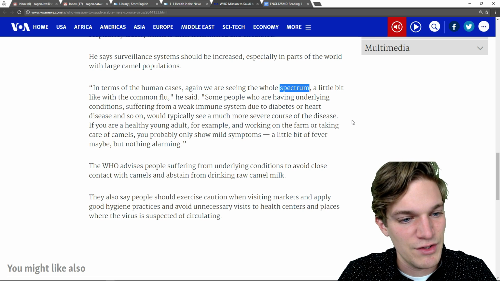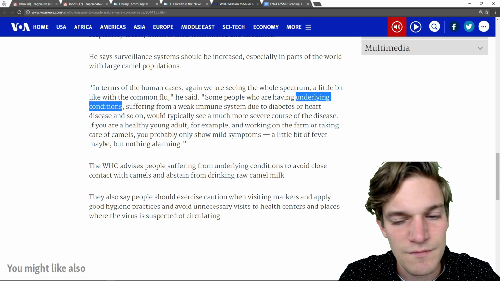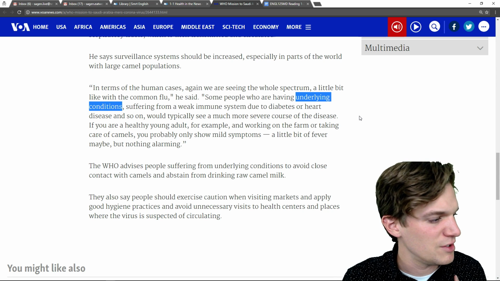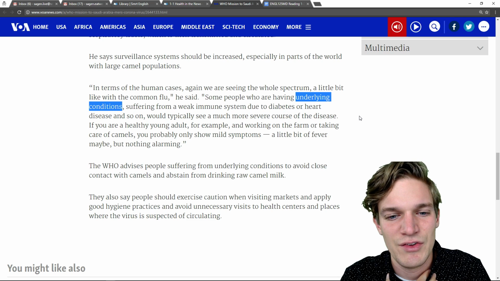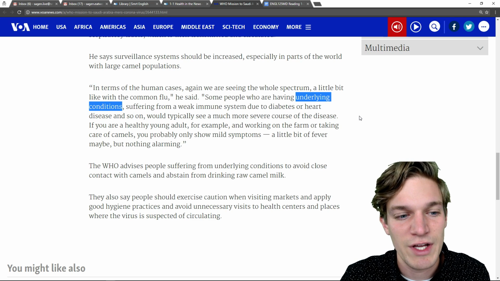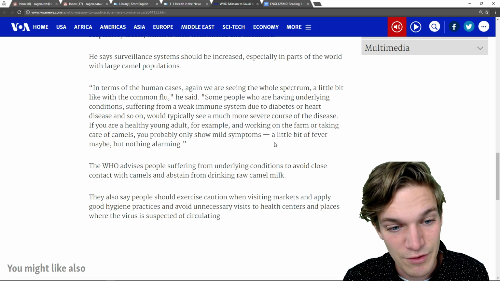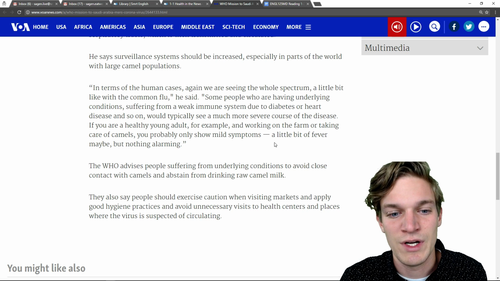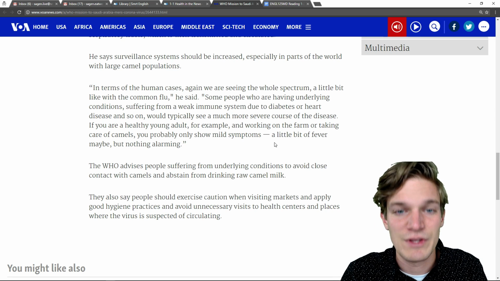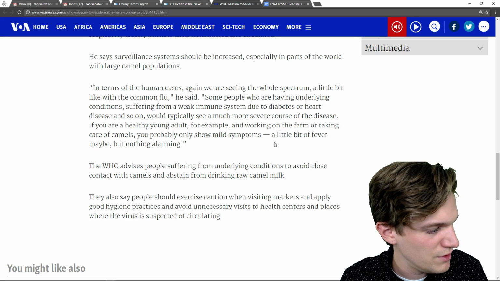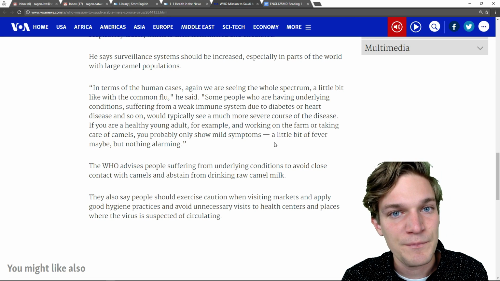So he says people who have underlying conditions, that means they have some kind of sickness that is maybe like a weak immune system or diabetes or heart disease, like he's saying. They get a very severe course of the disease. And if you are healthy, you will show mild symptoms. So we have different kinds of symptoms in the spectrum of people's experience. And yeah, really good analysis, Luciana.